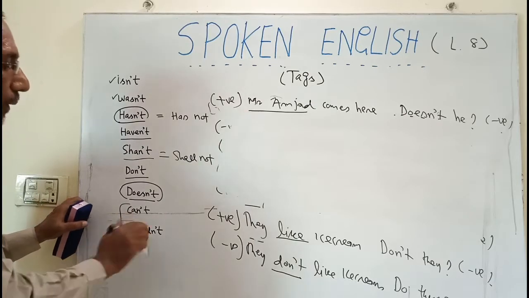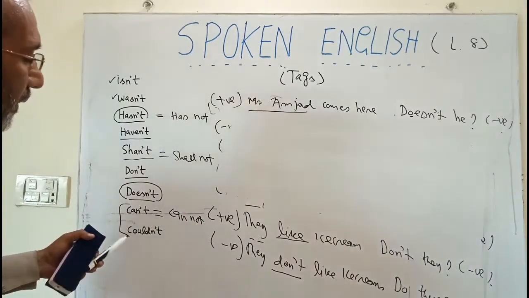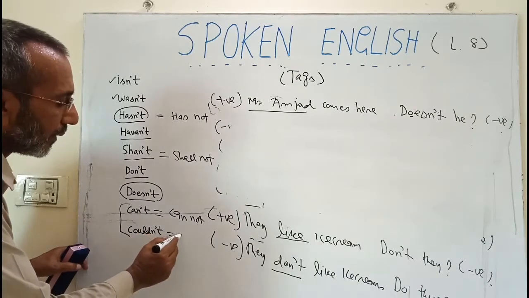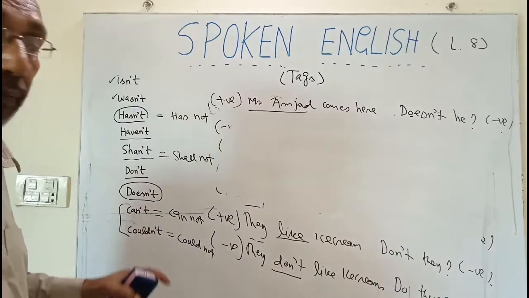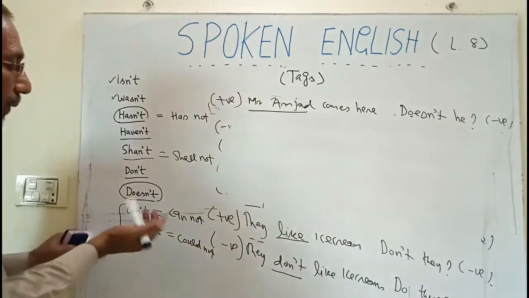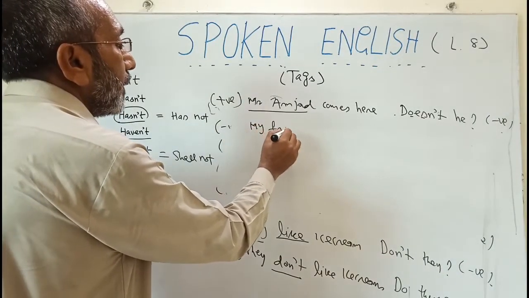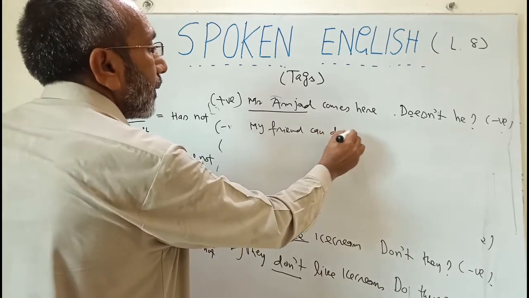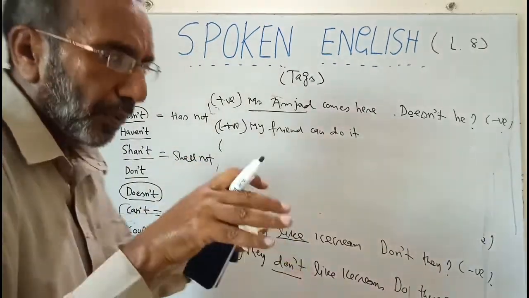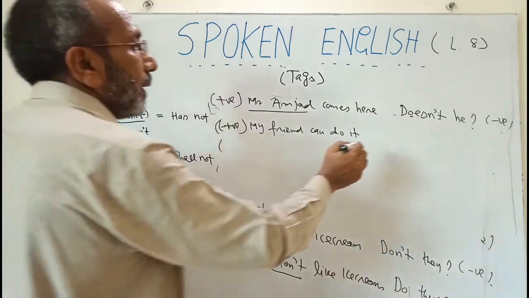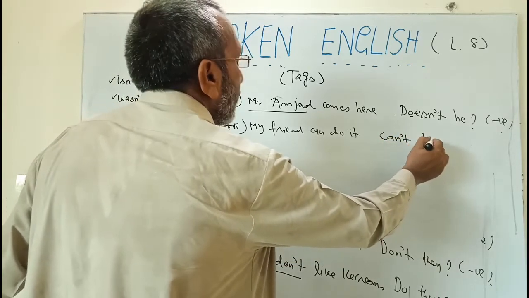So take this example: can't. All of you know can't is the contraction of cannot. And couldn't is an abbreviation of what? Could not. Clear? Can't stands for cannot, and couldn't stands for could not. Suppose I say "my friend can do it." The expression is positive. And if you just want to confirm, the tag would be "can", and then instead of "my friend", "he".